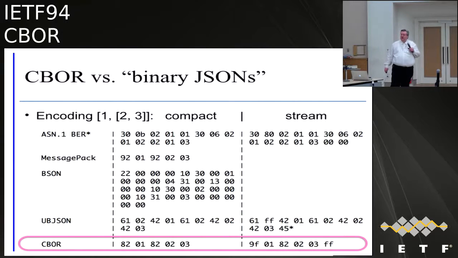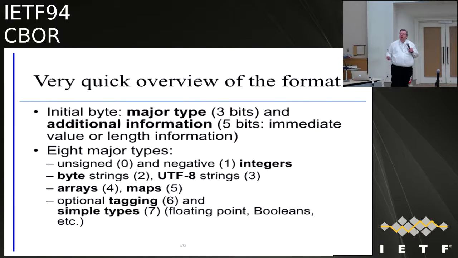Now, if you look more closely, a data item has an initial byte that tells you what it is. And this initial byte is divided into a 3-bit field and a 5-bit field. So the 3-bit field tells you which of these 8 major types you are having. And the other 5 bits tell you something like length information, or if it's just an integer, it might be the integer.